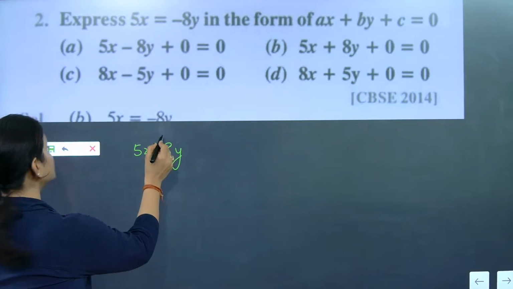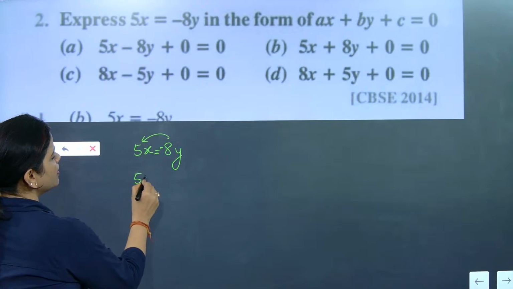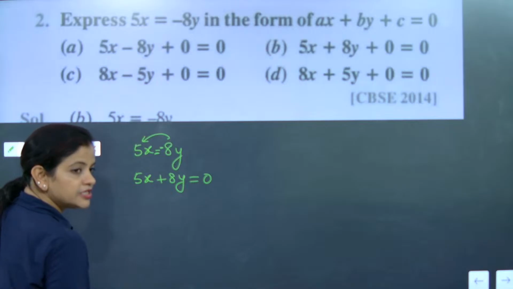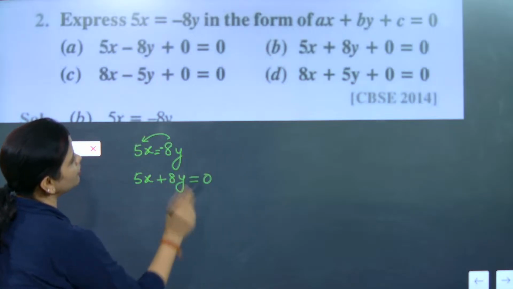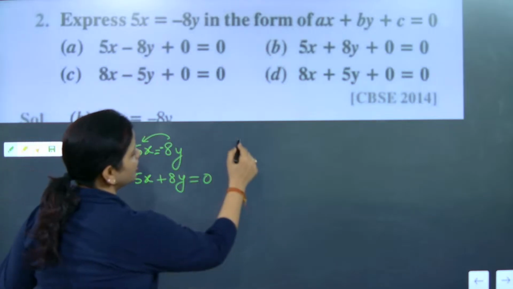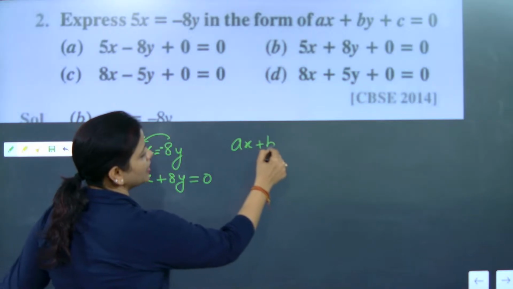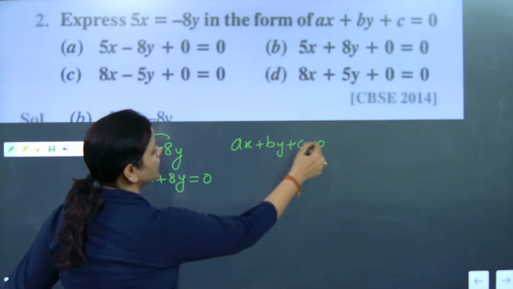Now we will shift this one to this side. What will it become? 5x plus 8y, there is no constant, equal to 0. So they told us to write in the format. Yes, very good. Our format is ax plus by plus c equal to 0.